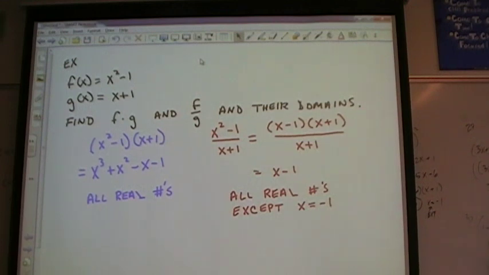Does all real numbers include 0 also? All real, yes.